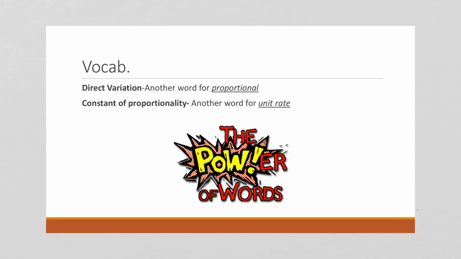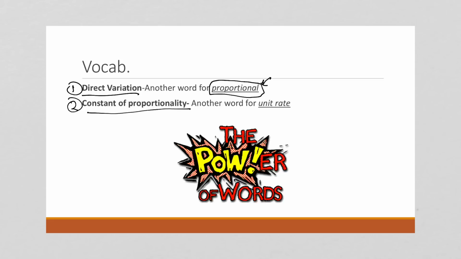Before we begin, we have two vocabulary words that we need to go over. The first vocabulary word is direct variation. Direct variation is just a fancy word for proportional. So whenever you see the word direct variation, you're going to write the word proportional. All right, let me quiz you. Whenever you see the word direct variation, what are you going to write? Hopefully you thought of the word proportional. Direct variation means proportional.